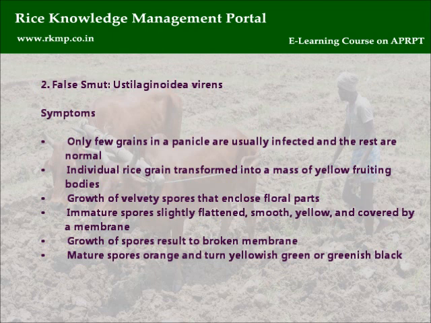False smut, Ustilaginoidea virens. Symptoms: only a few grains in a panicle are usually infected and the rest are normal. Individual rice grains are transformed into a mass of yellow fruiting bodies. Growth of velvety spores that enclose floral parts. Immature spores are slightly flattened, smooth, yellow and covered by a membrane. Growth of spores results in a broken membrane. Mature spores are orange and turn yellowish green or greenish black.